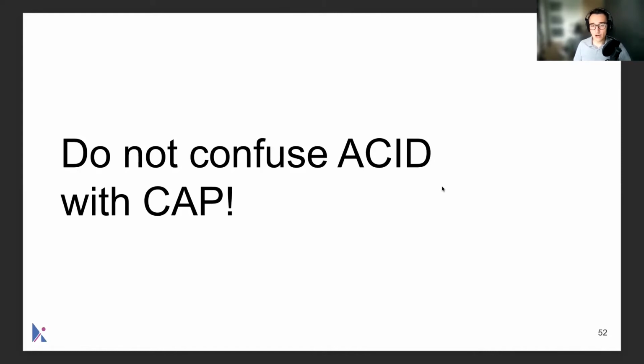Of course, this is hard because the term consistency is extremely inconsistently used across computer science, depending on the context. But the point here is, do not confuse ACID with CAP. Those are two completely different things.